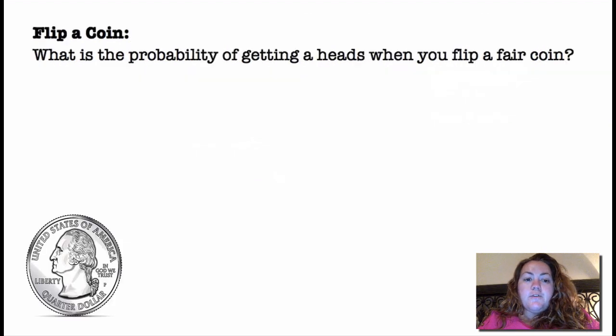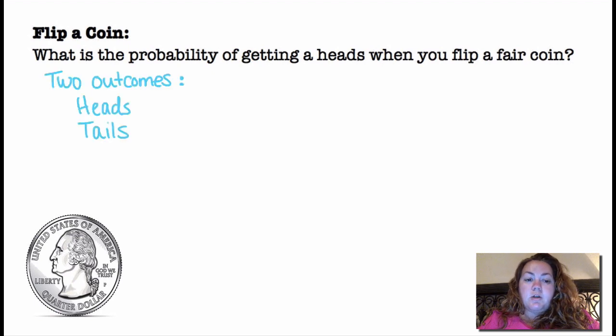Flipping a coin is a pretty basic concept when it comes to probability. So what is the probability of getting a heads when you flip a fair coin? A fair coin is not weighted. It's not any more likely to pop up heads or tails. With a fair coin, we have 2 outcomes. Our outcomes are heads or tails. What's the probability of getting heads? Well, that's 1 out of the 2 possible outcomes that I have. So 1/2 or 0.5 or 50%.